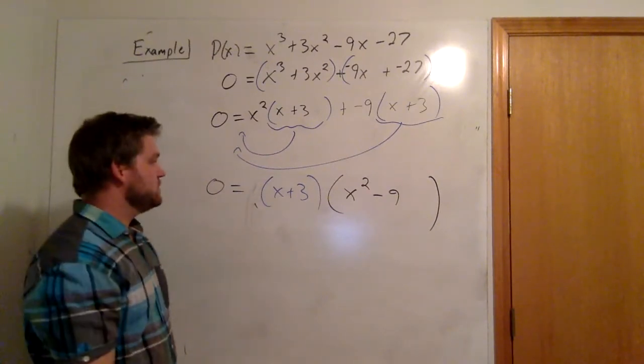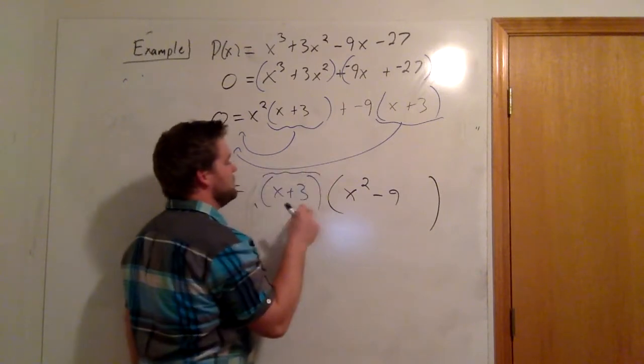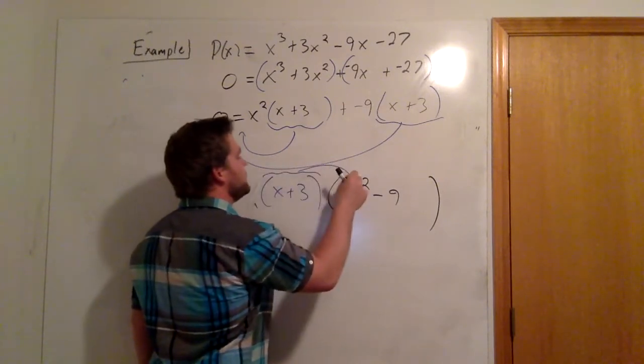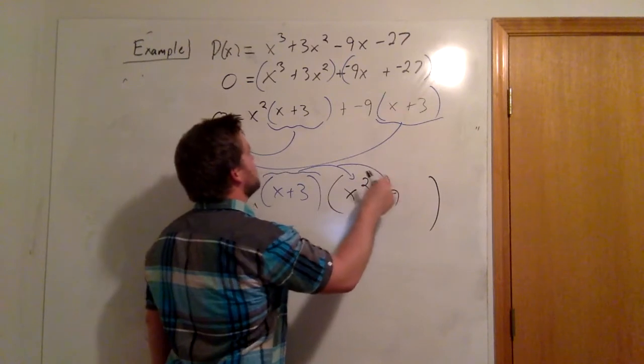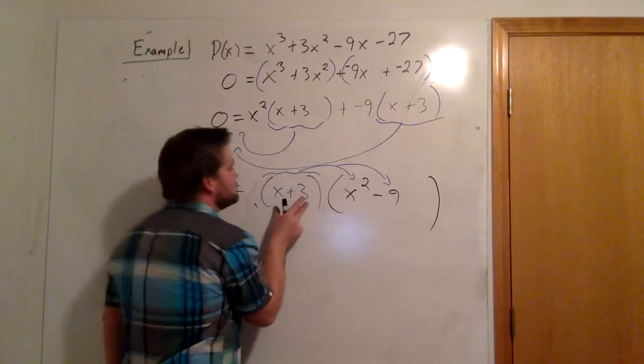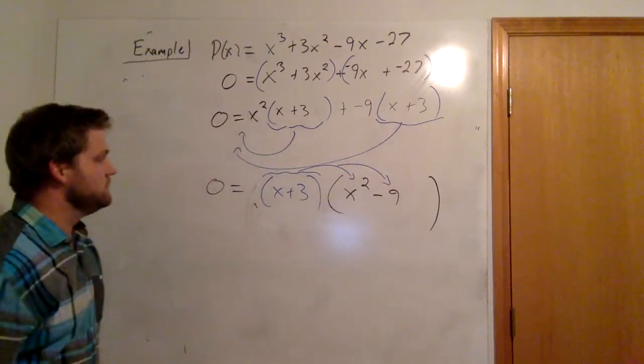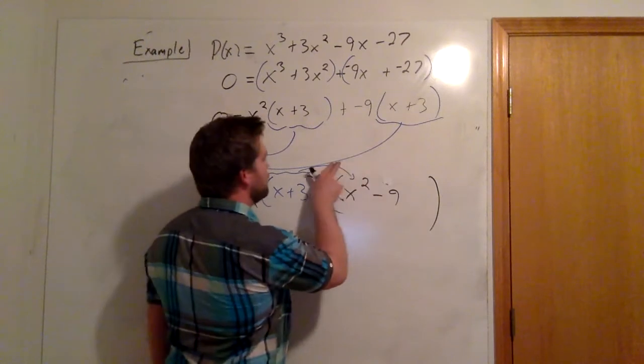Awesome. So notice, if this is confusing you, if I took this x plus 3 and distributed it back into the set of parentheses, I'll get x plus 3 times x squared, bam. X plus 3 times negative 9, bam. Okay, beautiful. Factoring by grouping, love it.